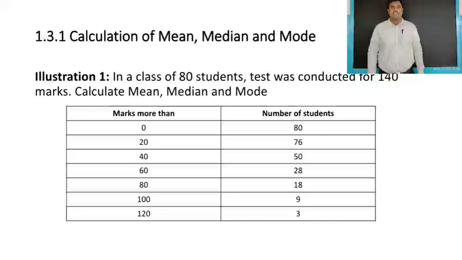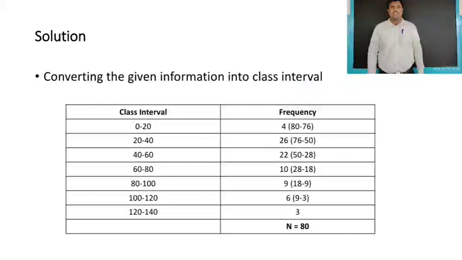Since in the question it has said that the test was conducted for 140 marks, the final class would be 120 to 140. Coming to the number of students calculation, here they say more than 0, 80 students, more than 20, it is 76. So for the class interval 0 to 20, it will be 4. So it is 80 minus 76. Similarly, for the rest of the classes, the frequency will be calculated. So for the first frequency, it is 80 minus 76. Next, it is 76 minus 50, 26 for 20 to 40. Likewise, the class interval is constructed.